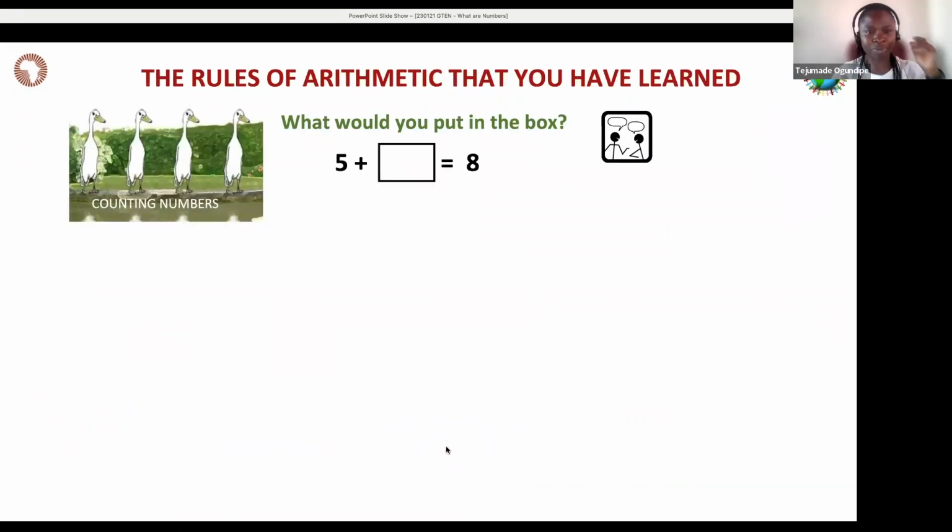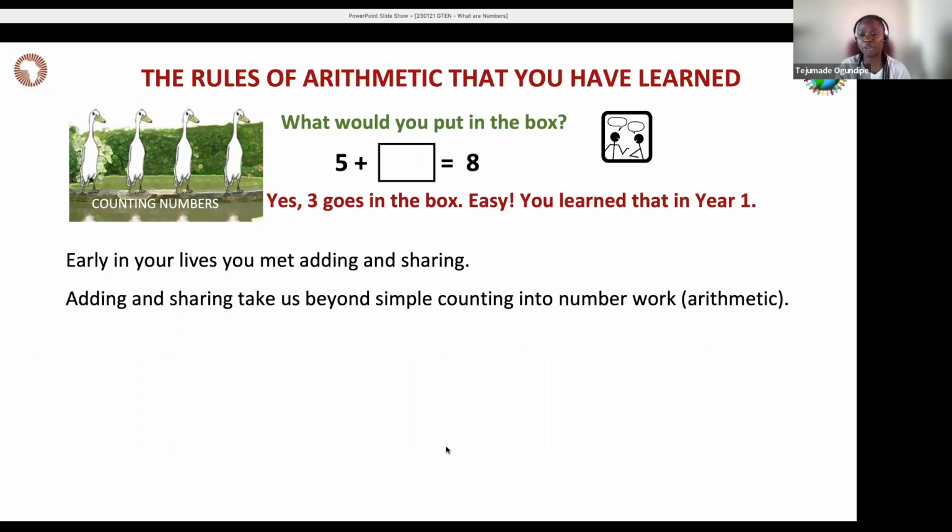Okay. So the rules of arithmetic that you have learned. We want to look at this rule. Let's look at what we have here. We have 5 plus box equals 8. What will you put inside the box? That's very easy. Definitely we know that we will put 3 in the box. Easy. We learned that in year 1 already.